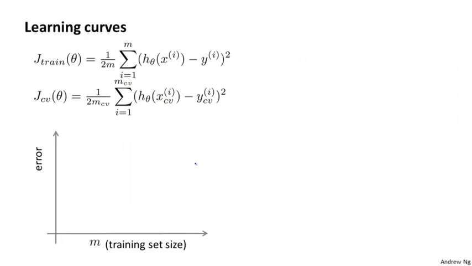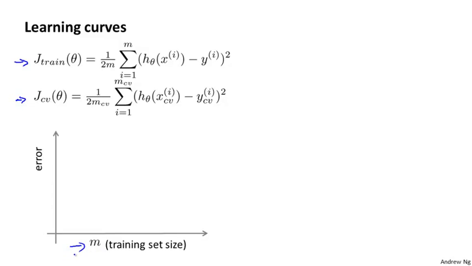Here's what a learning curve is. To plot a learning curve, what I usually do is plot J_train, which is the, say, average squared error on my training set, and J_CV, which is the average squared error on my cross-validation set, and I'm going to plot that as a function of m, that is, as a function of the number of training examples I have. And so m is usually a constant, like maybe I just have 100 training examples.